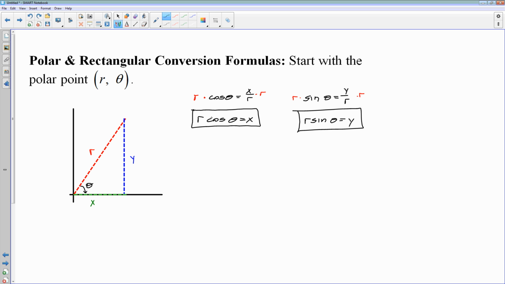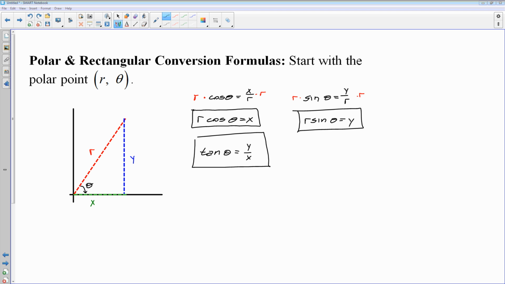Now this doesn't come in handy as much, but if I can do sine and cosine, I could also do the tangent of theta. Tangent is opposite over adjacent, y over x. And we can't really do a whole lot with that. We'll just leave it as tangent theta equals y over x.